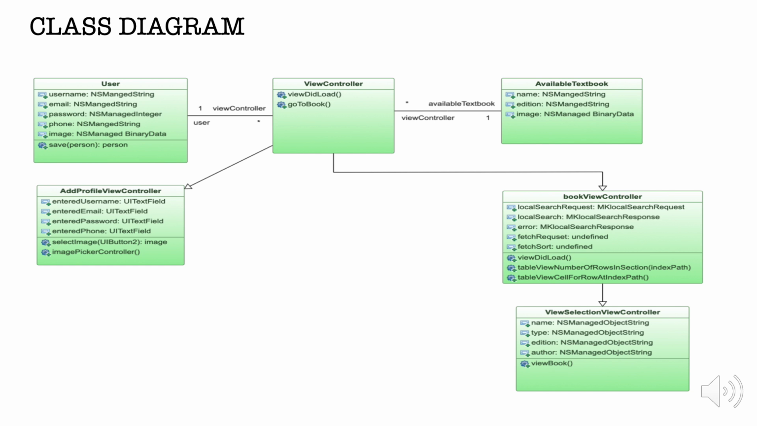The main view controller also gives you an option to search for textbooks. After you press that search, it goes to this book view controller, which fetches the book and searches the book that you're looking for. After you search it, you get the view selection view controller, which shows you the name of the book, the type of the book, which is which subject or genre it is, then the edition of the book, and the author of the book.